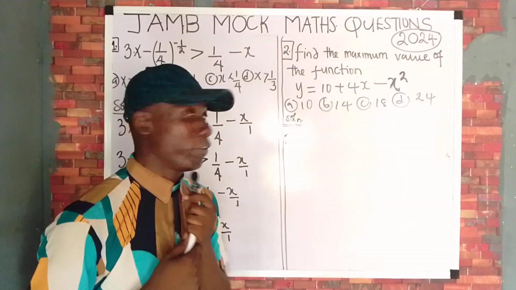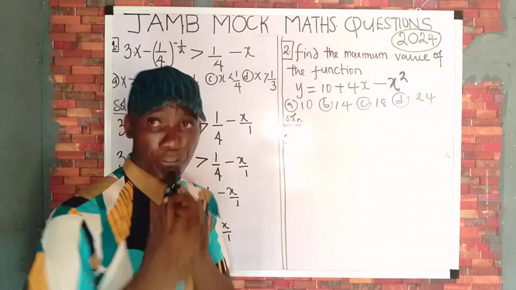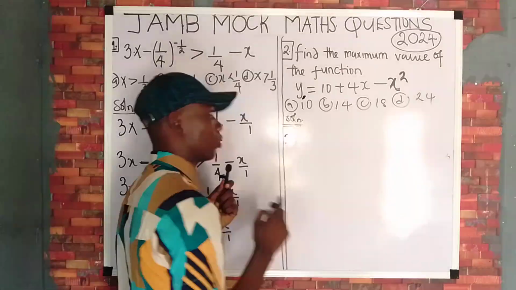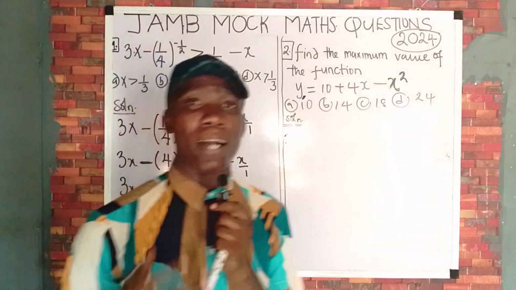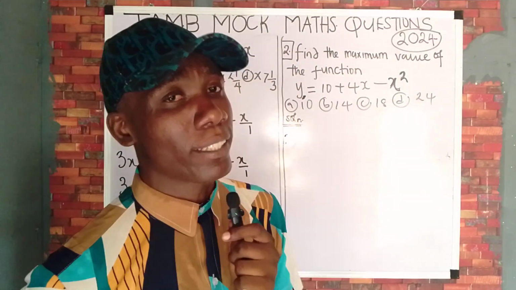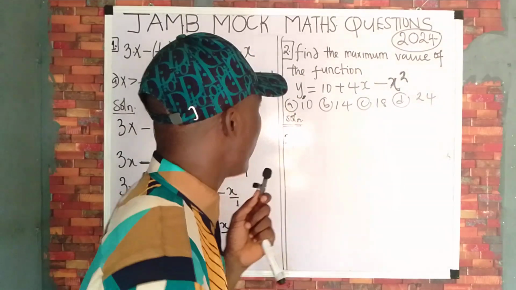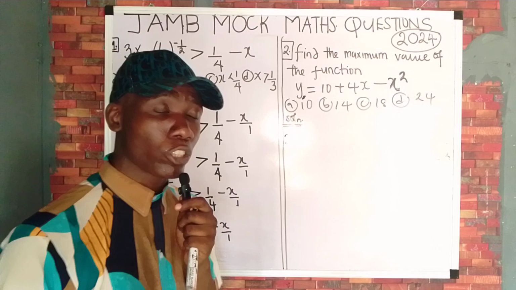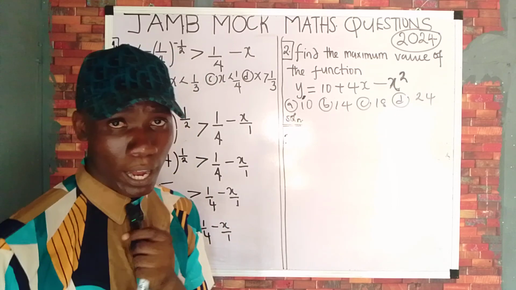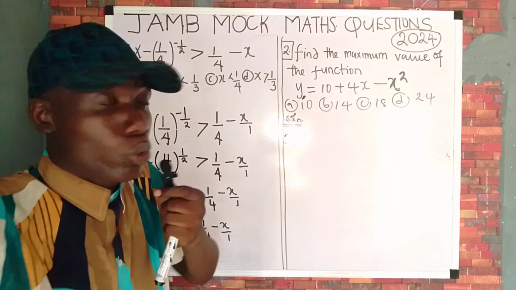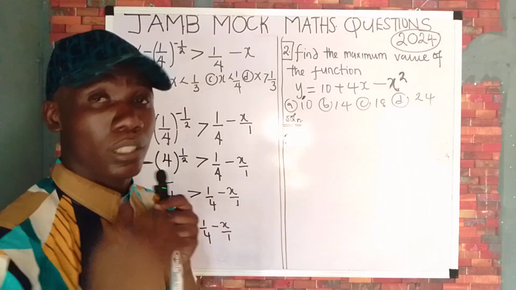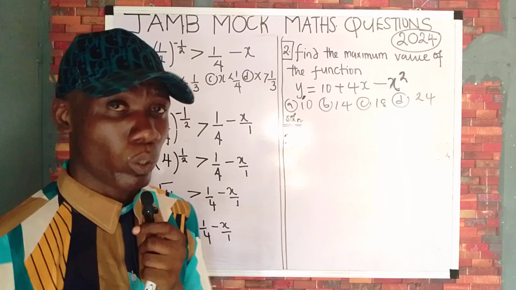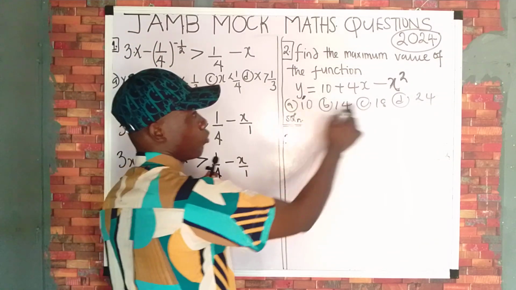Find the maximum value of the function. Y is a function of x. Please take note of that. If you are told to find the maximum value of x, it differs entirely from finding the maximum value of the function. To find the maximum value of the function is to find the value of y. And how do we go about it? So easy. The first step is that you have to differentiate the equation. And if you are differentiating the equation, remember you have y here and you have x.